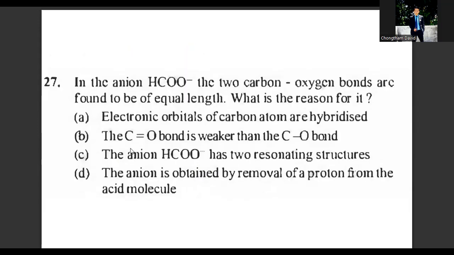In the anionic form of carboxylate, the two carbon-oxygen bonds are found to be of equal length. What is the reason for it? Okay, for better understanding, we can write a glimpse of the ion here.